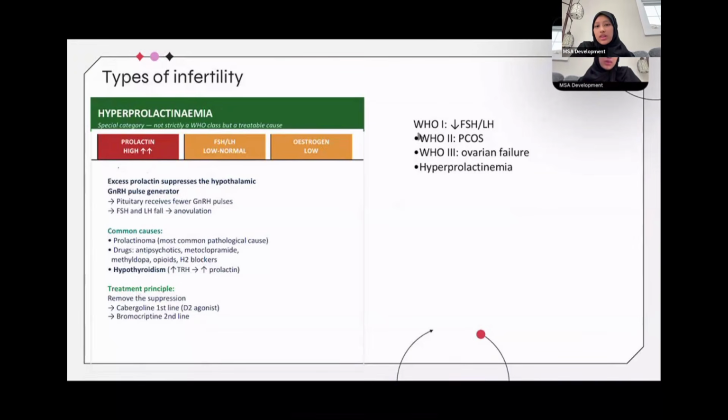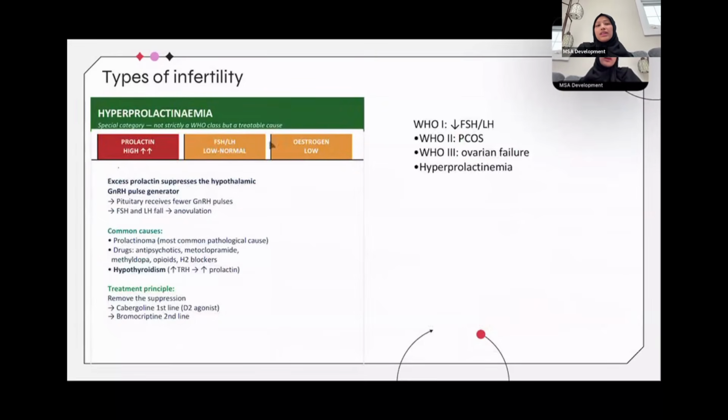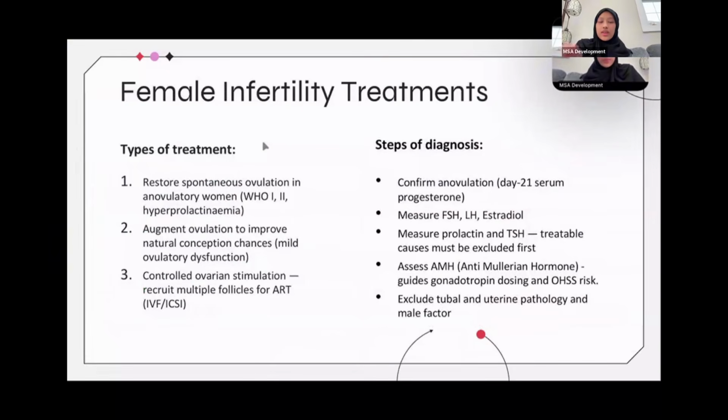Now, this is a summary. So, WHO class 1 is low FSH and LH, class 2 is PCOS, class 3 is ovarian failure, and then hyperprolactinemia is a cause on its own.